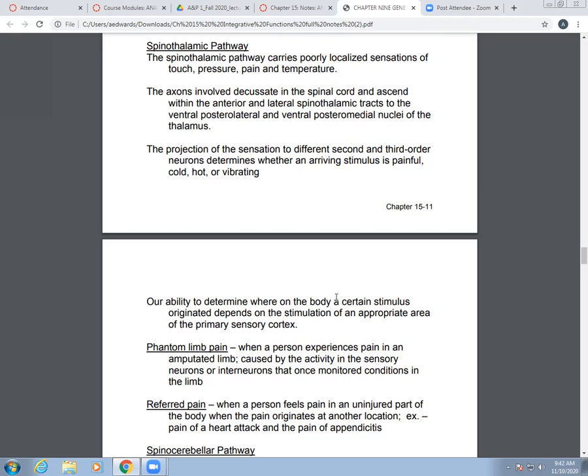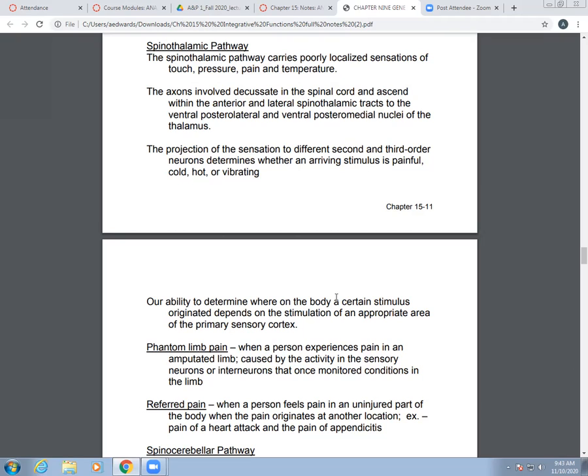The projection of your sensation to these different second and third order neurons, remember we just talked about those, determines whether an arriving stimulus is going to be considered painful, cold, hot, or vibrating. So our ability to determine where on your body a stimulus originated from depends on how the appropriate area of the primary sensory cortex gets stimulated. Okay.